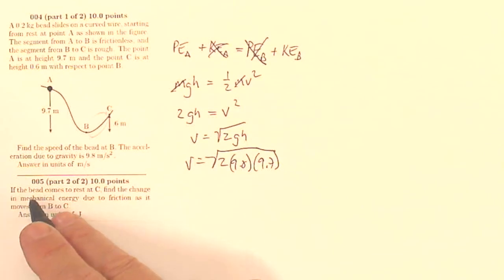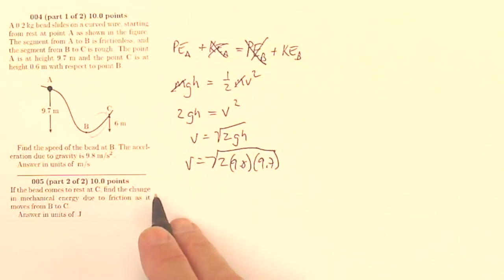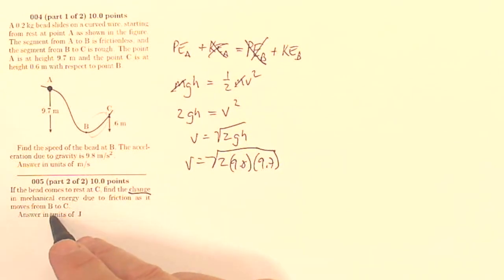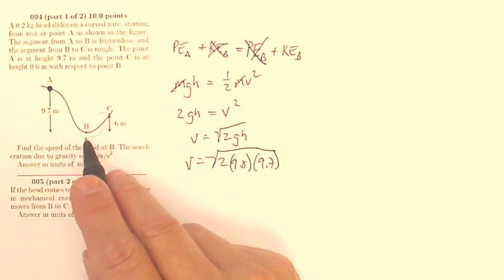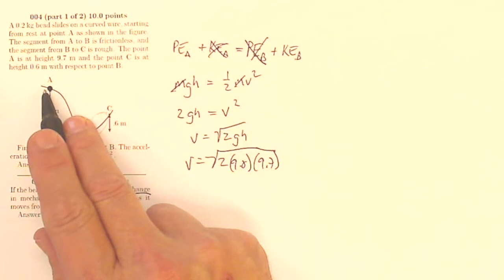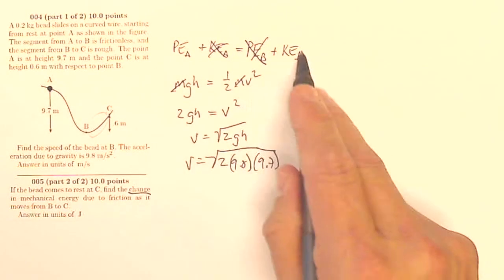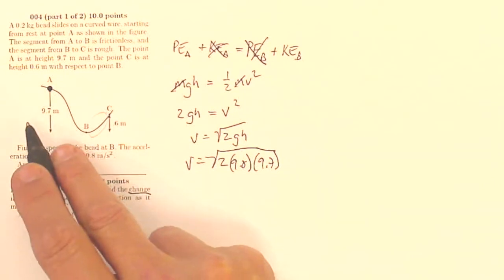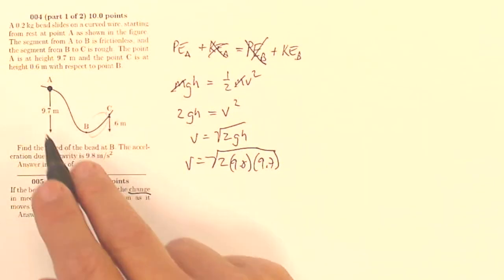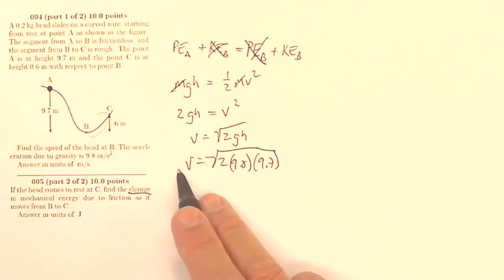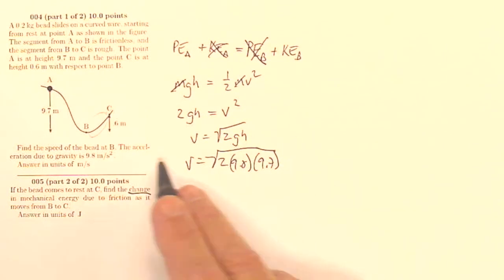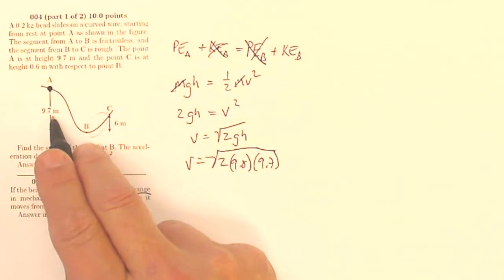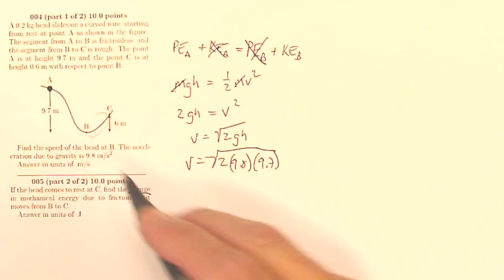The next question says, if the bead comes to rest at C, find the change in mechanical energy due to friction as it moves from B to C. Well, since the energy at B was the same as the energy at A, which is what I showed up here, I can say, what's my energy here at C? What's my energy here at A? And subtract the two. So I don't actually have to use this velocity and do 1/2 mv squared and pull in the mass. What I can do is find out that some of my potential energy got lost when I came to this spot.